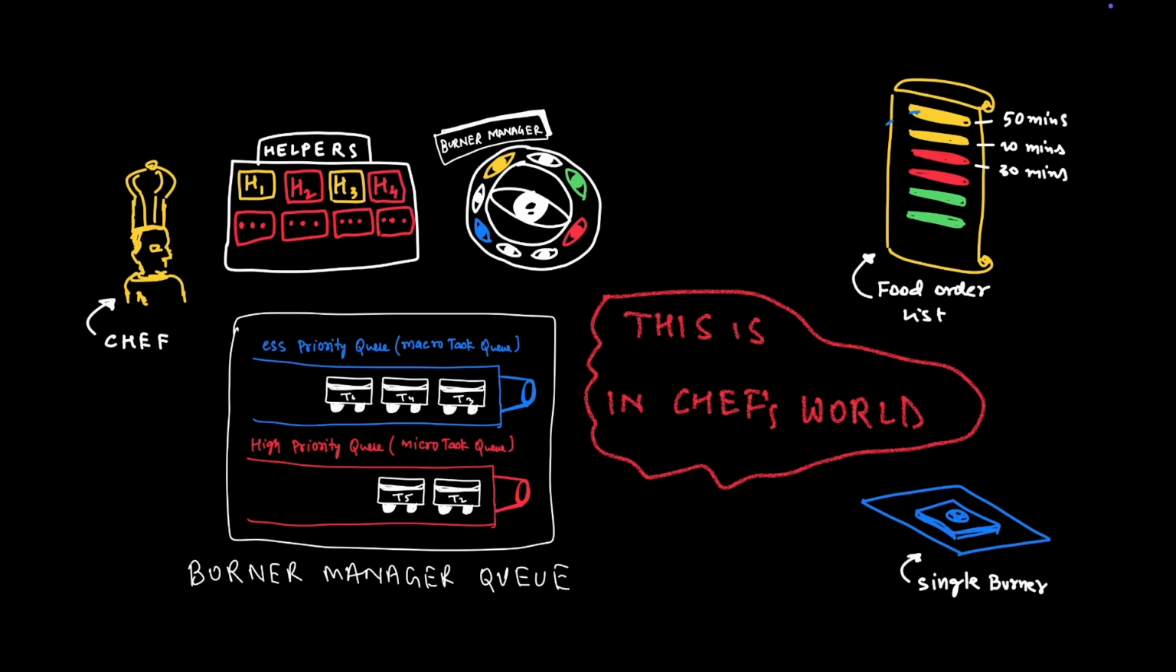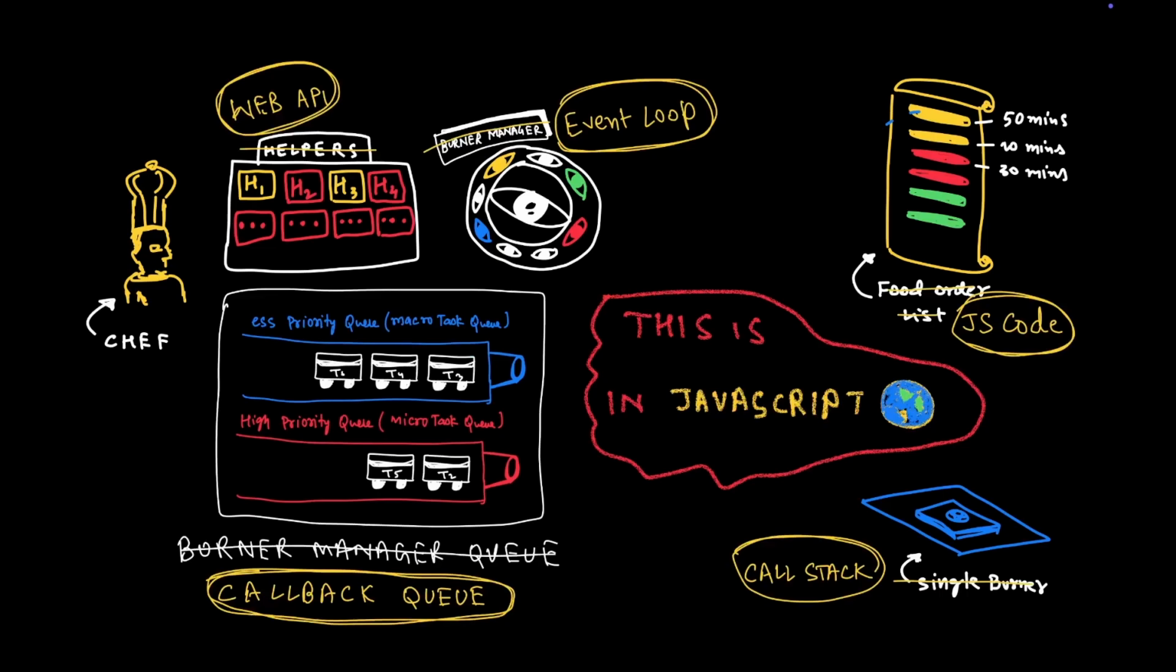So now what is the equivalent in our JavaScript land? Let's move to our next slide here. Here you can see the helpers are basically web APIs, which offer things like setTimeout, setInterval, making Ajax calls, etc. Then the burner manager is basically the event loop, which checks when the call stack is empty and manages the tasks. And then we have a callback queue, and it consists of two queues, the macrotask queue and the microtask queue.